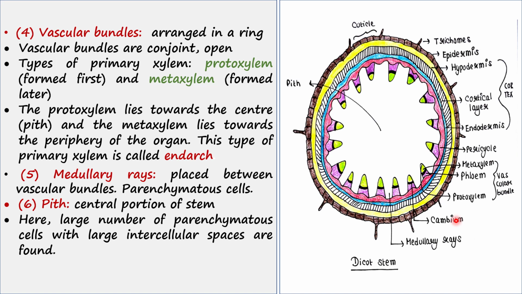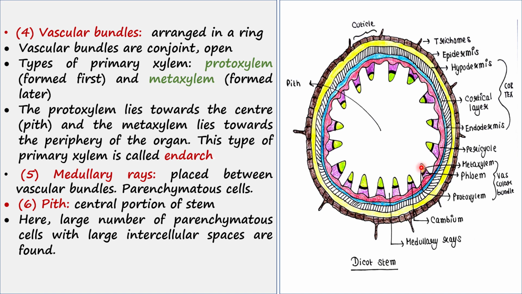Okay, so there are different types of xylem. One is protoxylem, another is metaxylem. The protoxylem is actually formed first during the tissue formation, and the metaxylem is formed later during the tissue formation. And the protoxylem, you can see here, lies towards the center, that is towards the pith, and the metaxylem lies towards the periphery of this tissue.